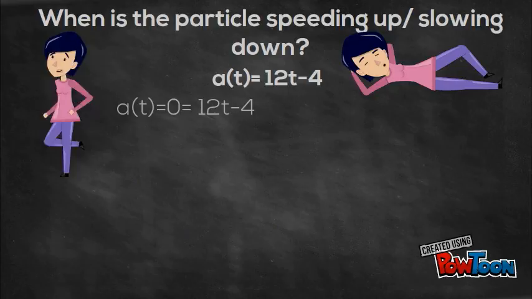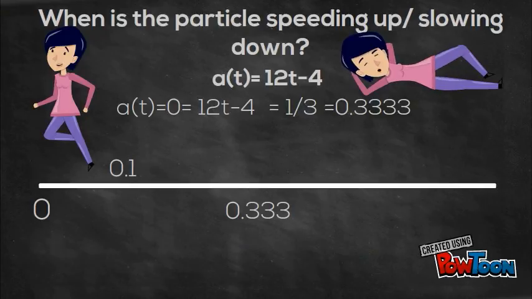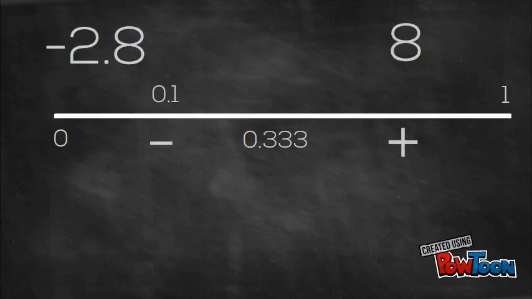Next question is, when is the particle speeding up or slowing down? When the particle stops accelerating, make the acceleration equation equal 0. Then put the answer on the horizontal line graph. Then pick numbers on each side of 0.3. We picked 0.1 and 1. Plug in 0.1 and 1 into the acceleration equation. The answer on the left of 0.3 is negative, and the answer on the right is positive.